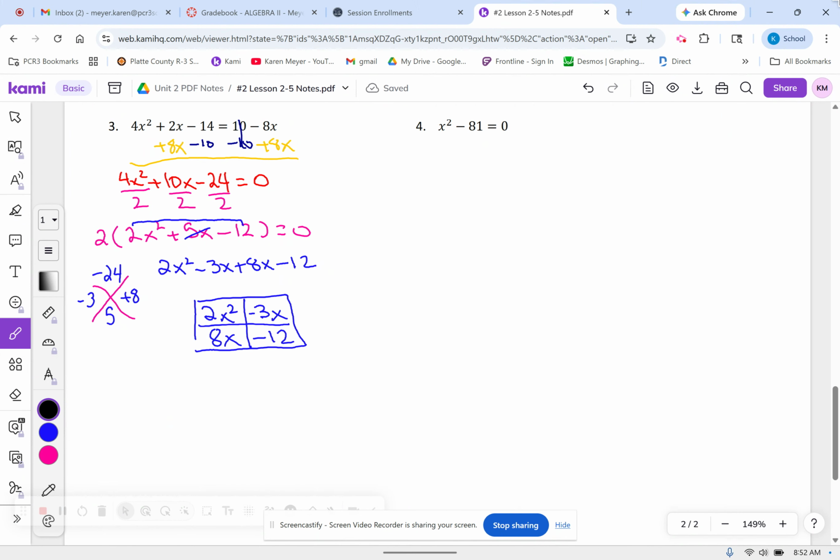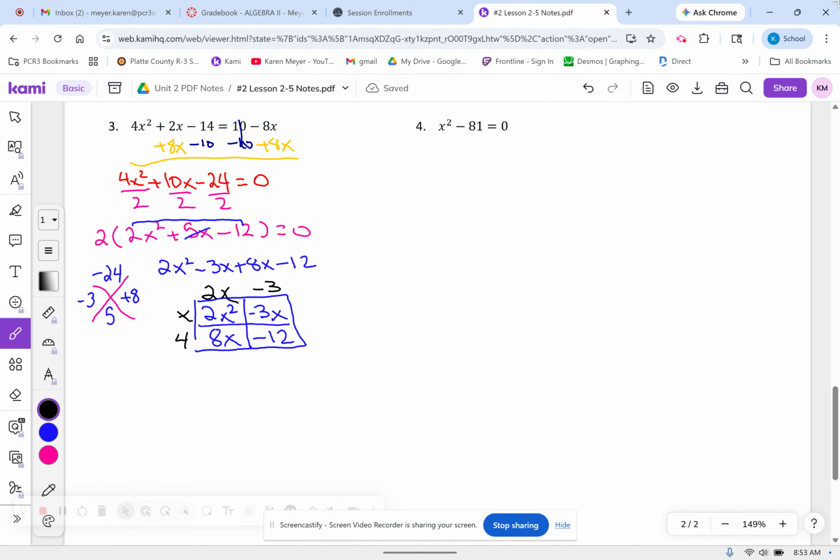Okay. If I look up and down, 2 and 8 are both divisible by 2, and each one has an x. Now I'll switch to multiplying. 2x times x makes 2x squared. X times -3 makes negative 3x. 2x times 4 makes 8x. And let's make sure it's right. 4 times negative 3 is negative 12, so we're correct.